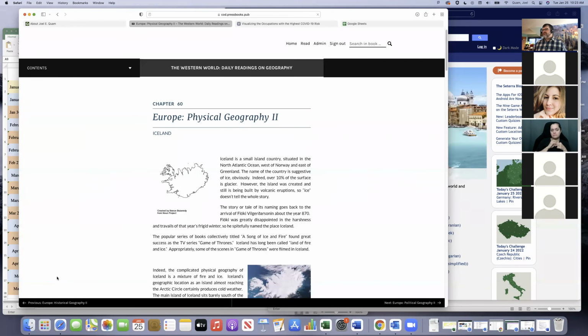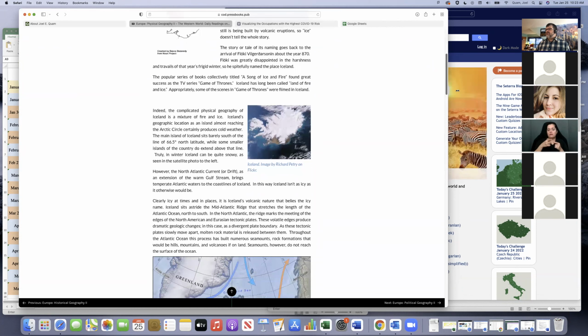All right, so here's an example of a textbook. It's Europe, Physical Geography Part 2. So for that, we're going to look at one place, one example, one topic of physical geography in Europe. And that one is Iceland. Okay, so many of the chapters have a map. If it's about a country or a state, there's a map or an outline map here showing you the shape of the place. There are photos, and each photo is clickable.